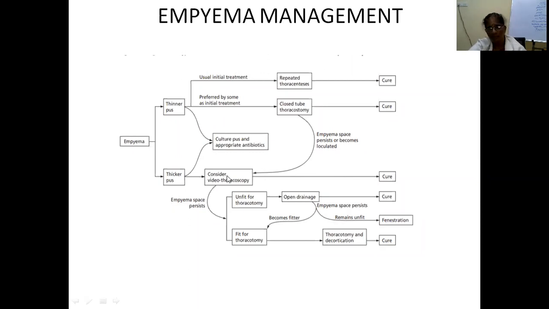If this is also failing, if VATS is not clearing the empyema, then we should think of thoracotomy. Thoracotomy means parietal pleural removal. Again, if fitness is not there, we should do open drainage. That is, a tube is kept open, and fluid will be coming out. And once the patient is fit, when fitness is better, we go to thoracotomy, that is decortication. This is how we have to manage empyema.